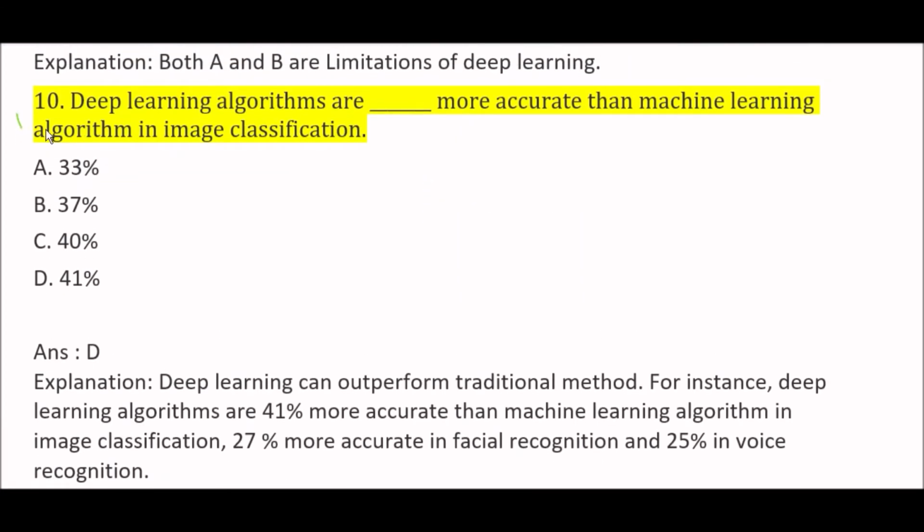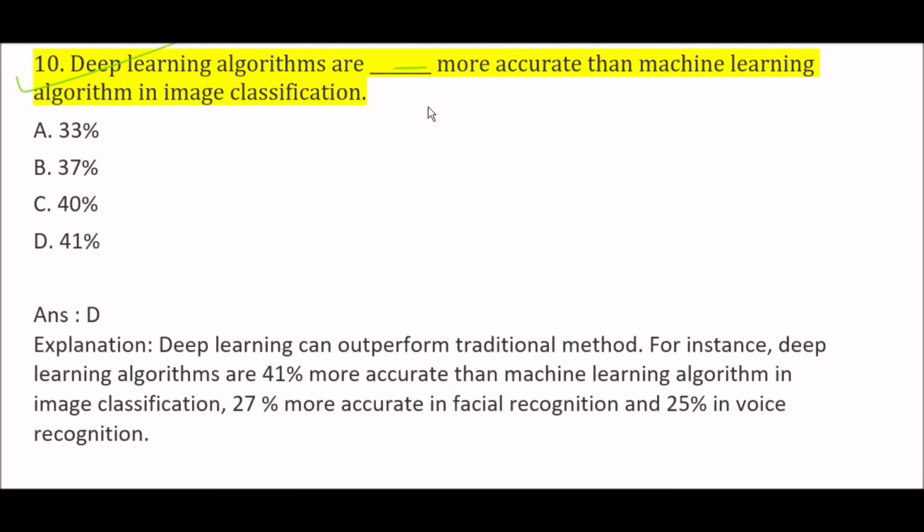Next question. Deep learning algorithms are blank space more accurate than machine learning algorithm in image classification. Option A 33%, option B 37%, option C 40%, option D 41%. Right answer here is option D 41%.